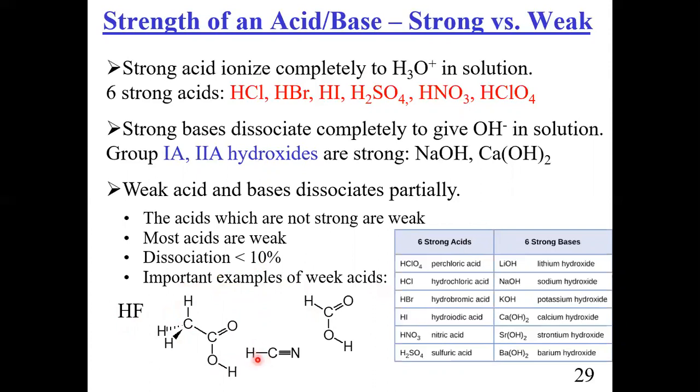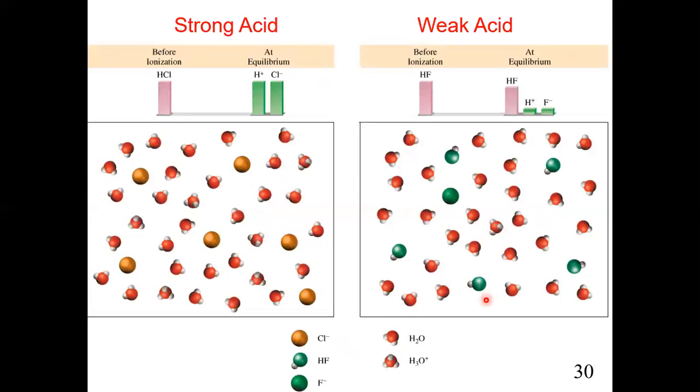Cyanic acid, HCN, and this is formic acid, and it's this H that dissociates. In organic chemistry, you're going to look more at the acids and what makes an acid stronger or weaker. Remember resonance. You also have others, and so on and so forth. You will take that in organic chemistry.